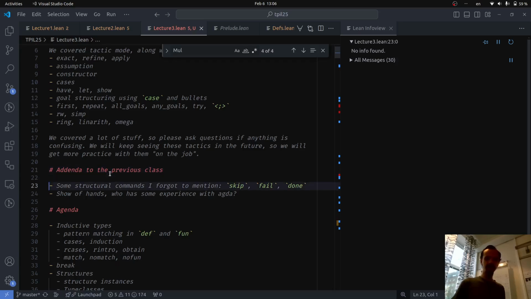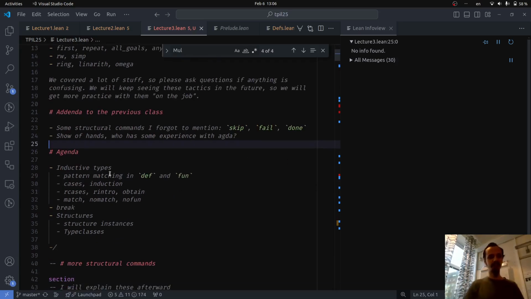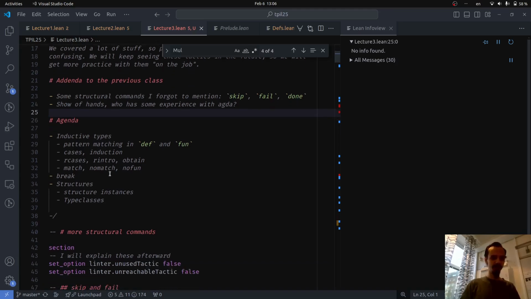There were a few tactics that I wanted to introduce which I forgot to mention, which I'll get to in a sec. And also, I did want to just poll everyone here. Who has experience in using Agda before? Okay, almost everyone. This is mainly just to calibrate how much I should expect in terms of Agda style proof in what we're going to look at.